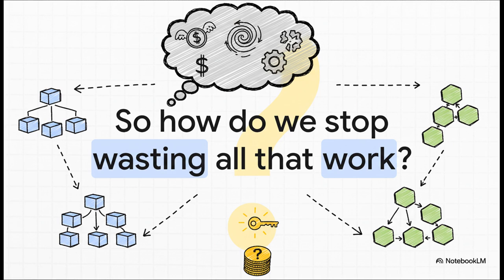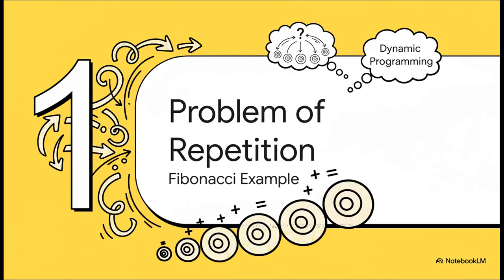The answer isn't some single magic bullet. It's about choosing between two really clever strategies. So, let's break them down. To really see this problem in action, we're going to use a classic example, an old friend, the Fibonacci sequence. You probably remember this one from math class, right? Each number is just the sum of the two that came before it. Simple. So let's just try to find the fifth number in the sequence.